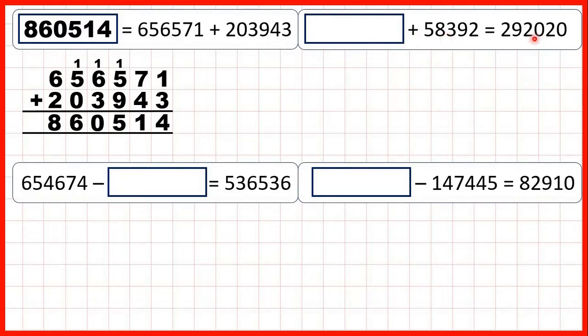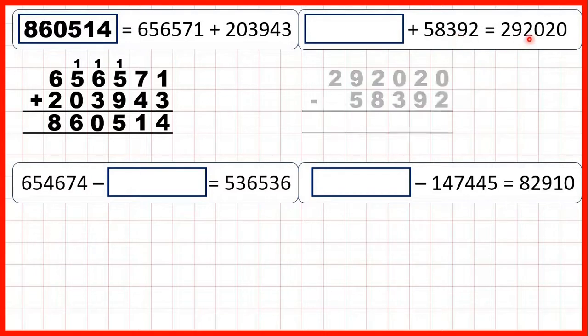Now, something plus 58,392 equals 292,020. So here we have a missing number addition problem, and whenever we have a missing number in an addition calculation, we always use subtraction to find our missing number. So here we need to work out 292,020 minus 58,392. We've lined the digits up on the right hand side.